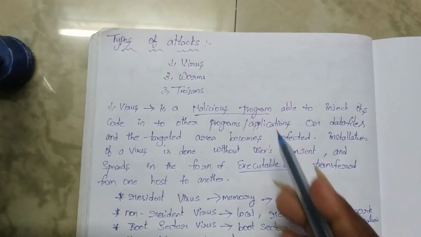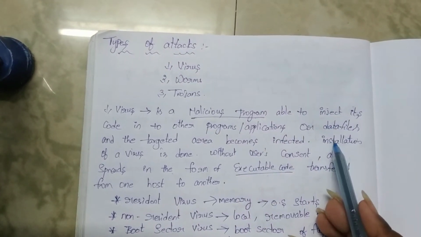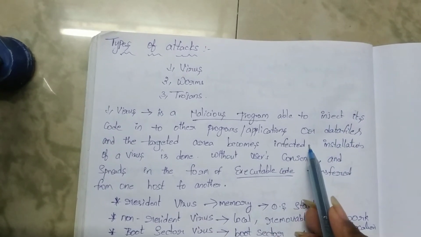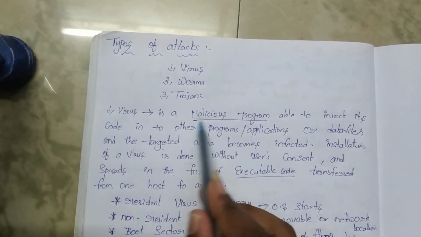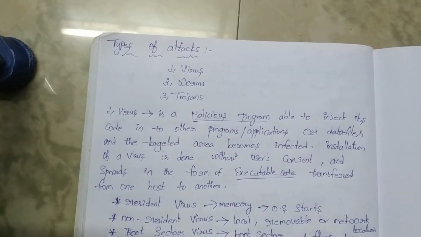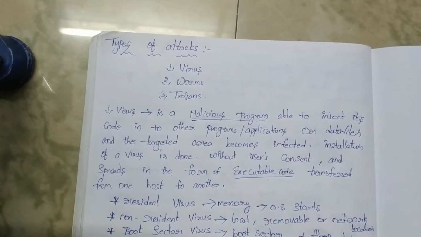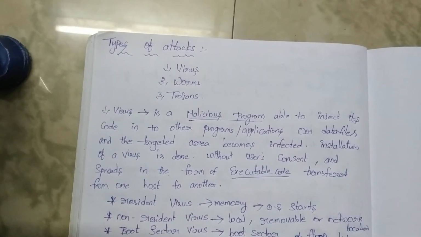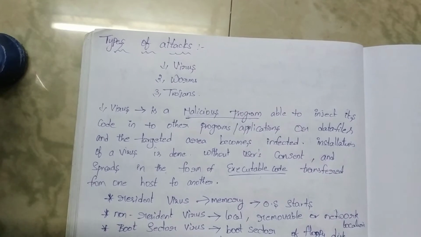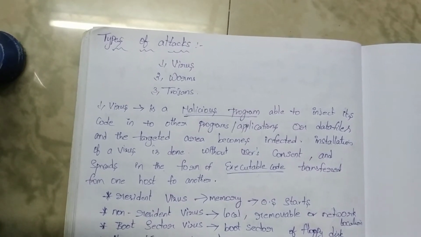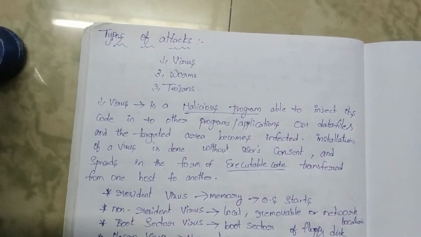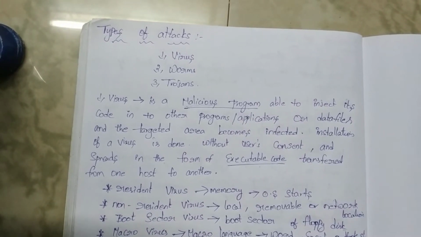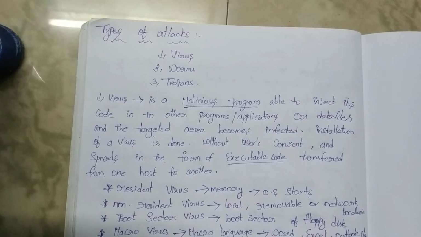A virus is a malicious program able to inject its code into other programs or applications or data files, and the targeted area becomes infected. We can simply say that it is malicious. What is meant by malicious? Malicious is nothing but attacking with some code without the user's consent. Okay, it means the code which is injected by the hackers or attackers. They simply inject this program and send it to the client's computer by using various techniques.